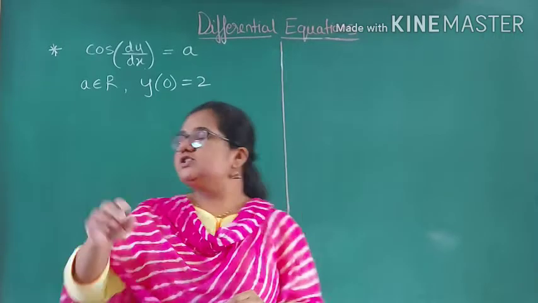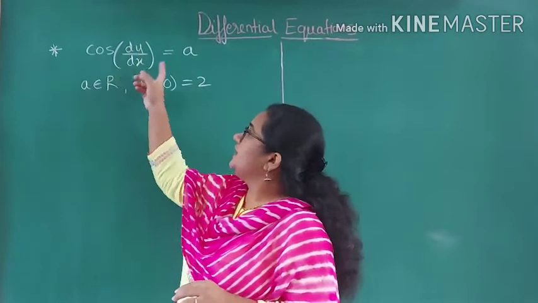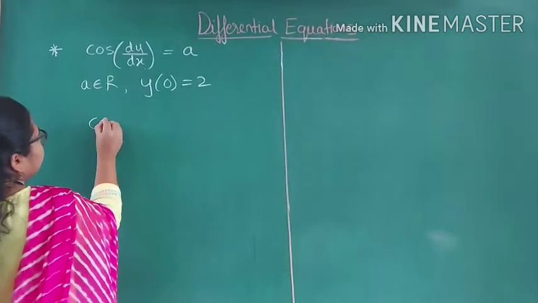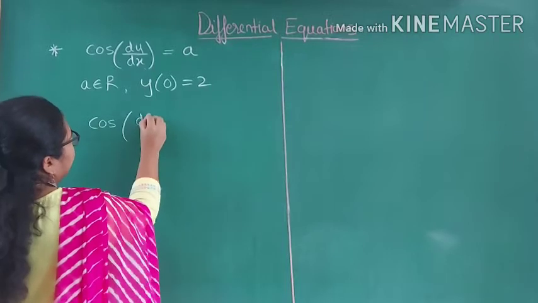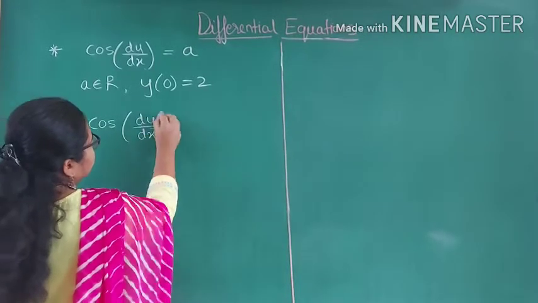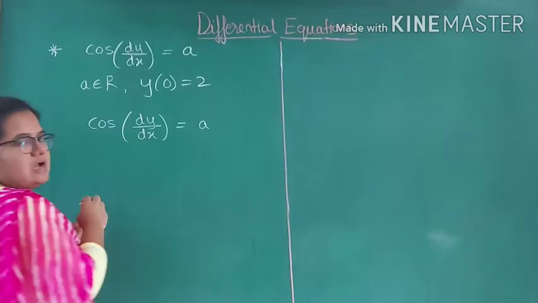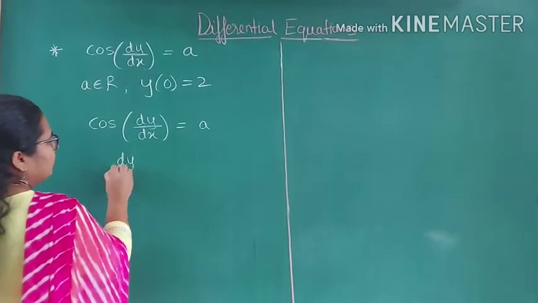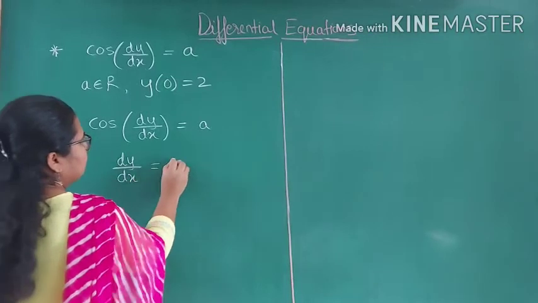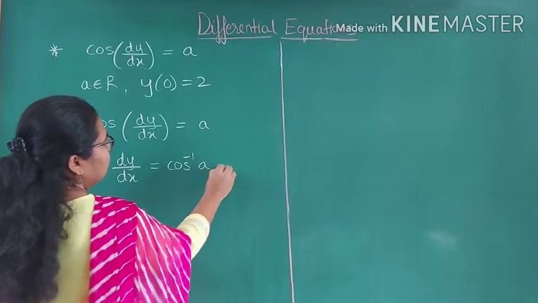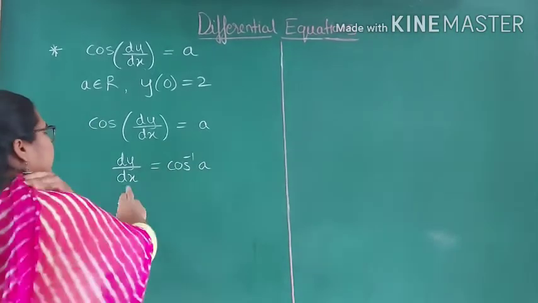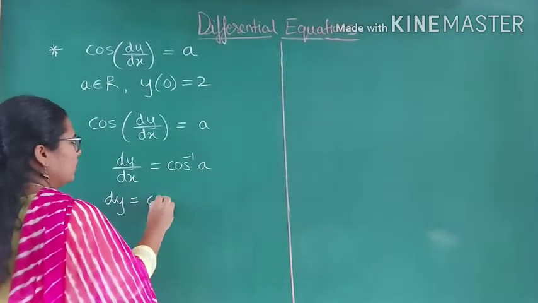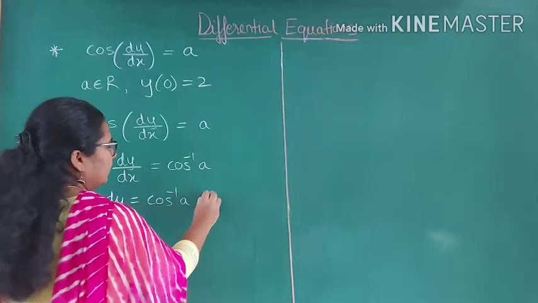The given differential equation is cos of dy by dx is equal to a. Now first we will simplify the given equation. So cos of dy upon dx is equal to a. When we take cos on the other side, what it will become? It is dy upon dx is equal to cos inverse of a. Right? Now we take dx on the other side. So dy is equal to cos inverse of a dx.